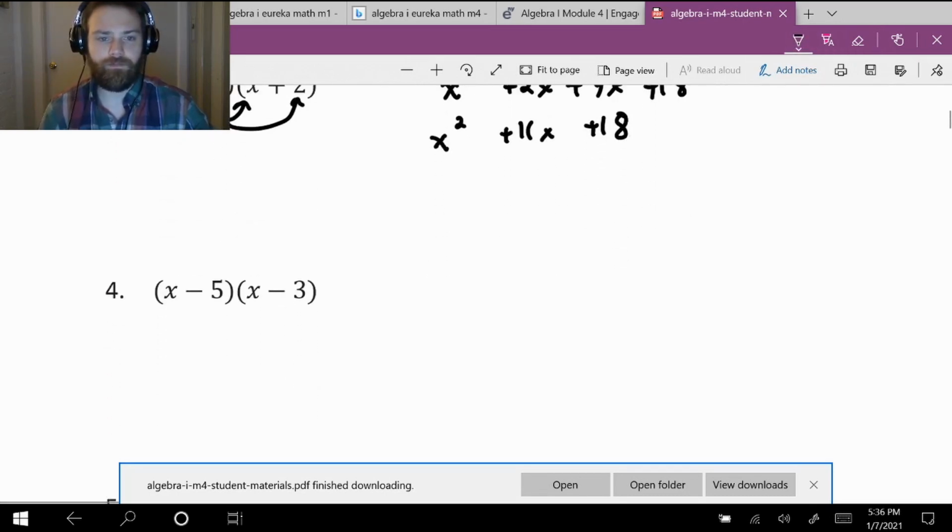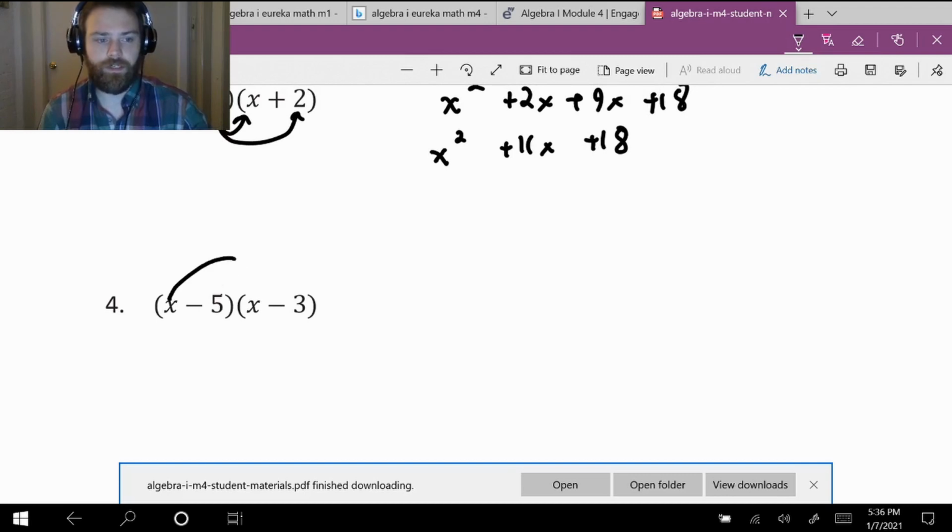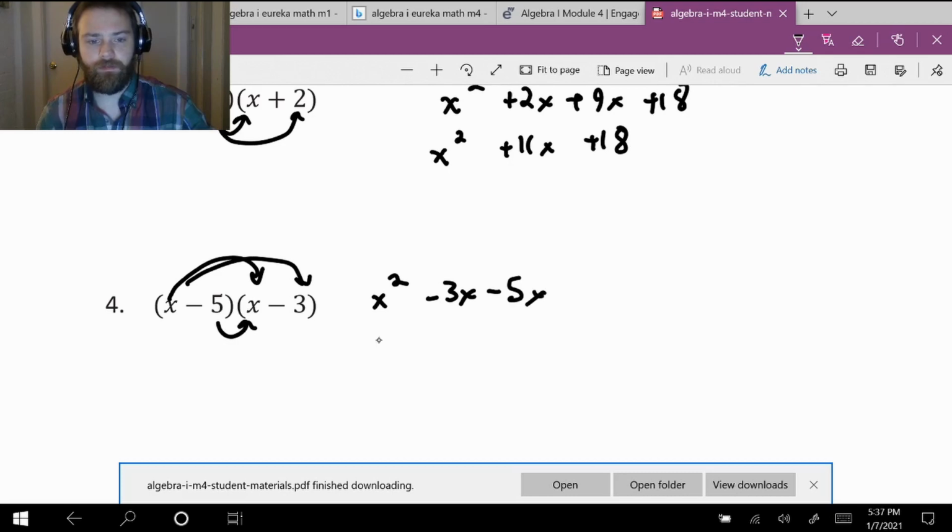18. So similarly here, x times x is x squared, x times negative 3, so x squared, negative 3x, negative 5x, negative 5 times negative 3 is positive 15. Negative times a negative is a positive. So I'm left with x squared minus 8x plus 15.